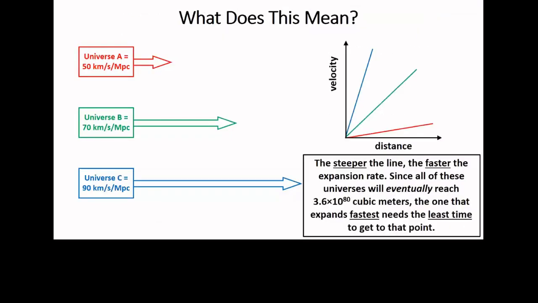What does this mean? The steeper the line, the faster the expansion rate. That is true for both scenarios. However, since we are assuming that all universes eventually reach the same volume, the one that expands the fastest is going to need the least time to get to that point.